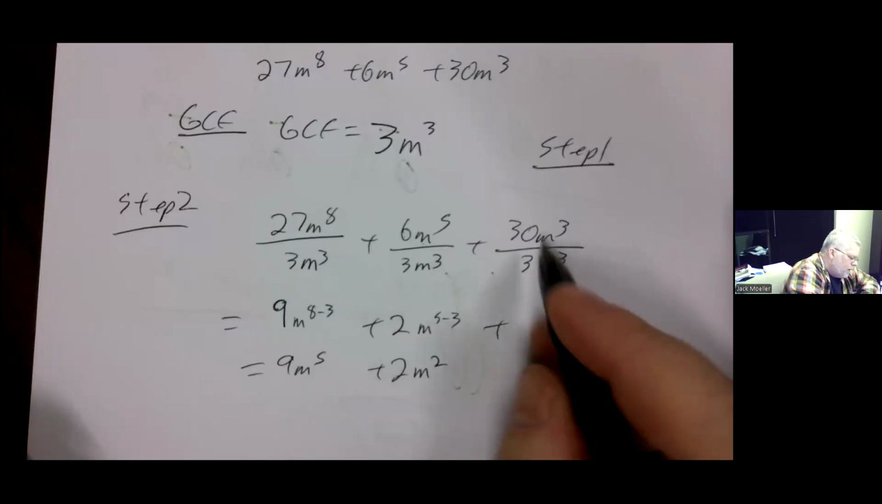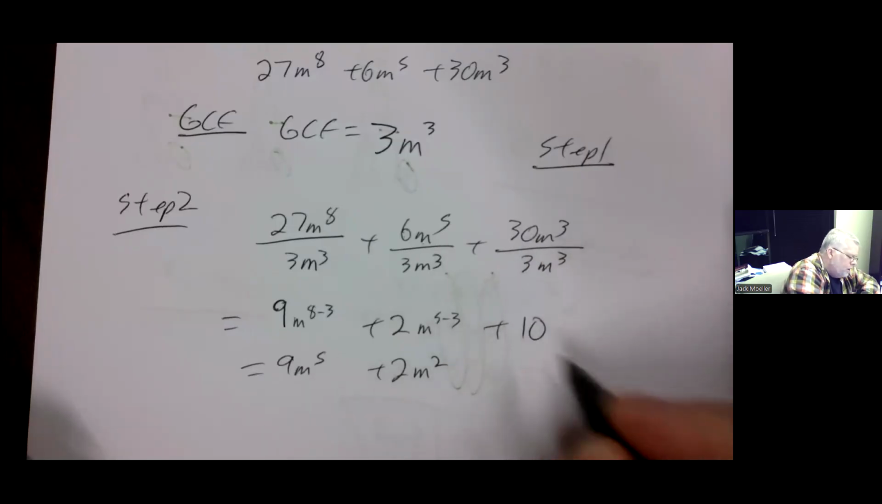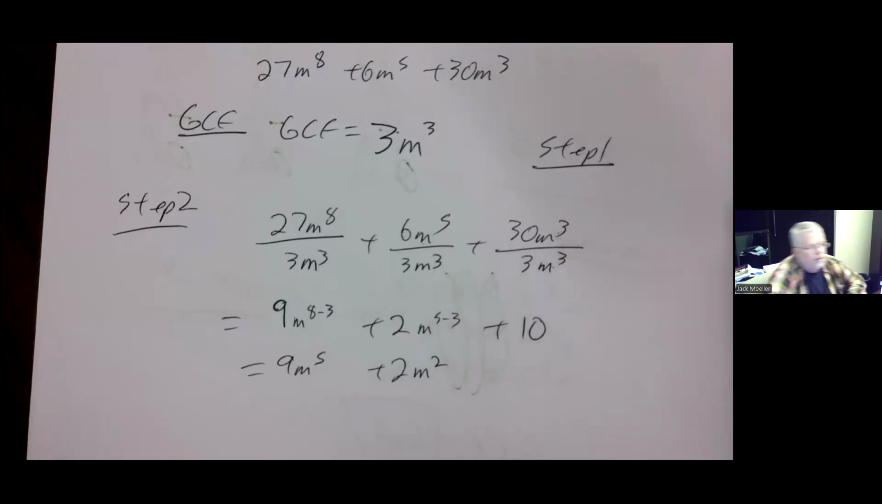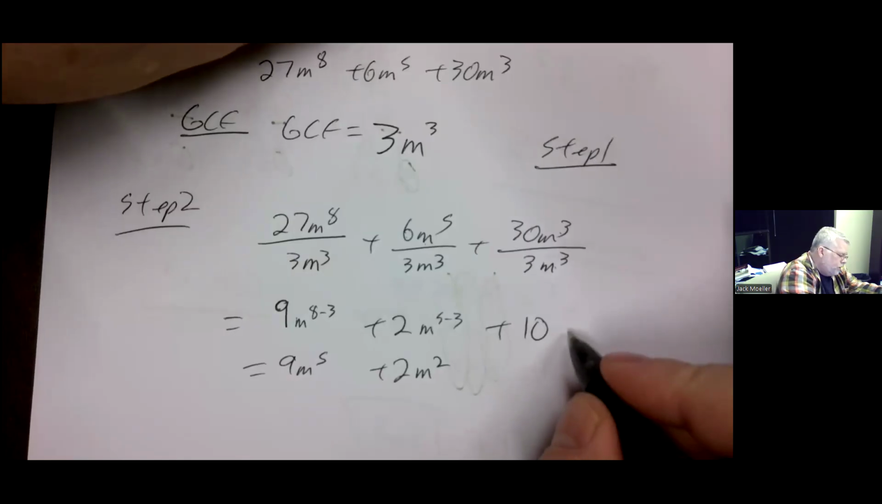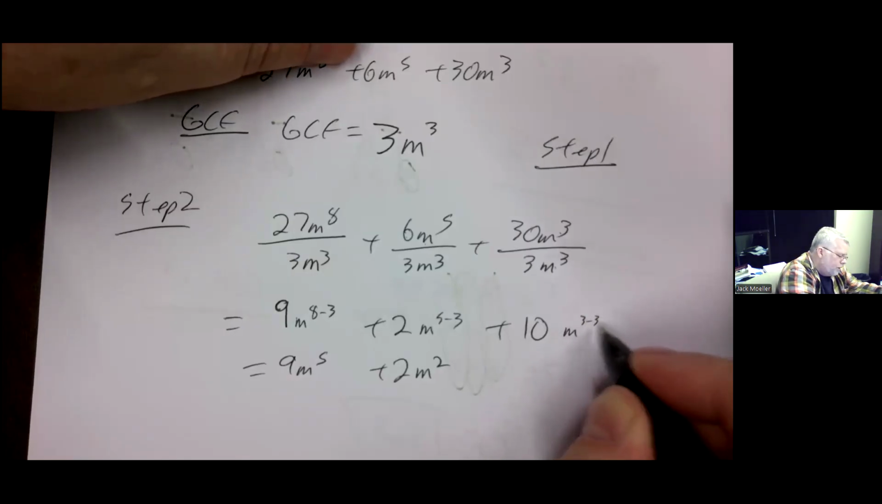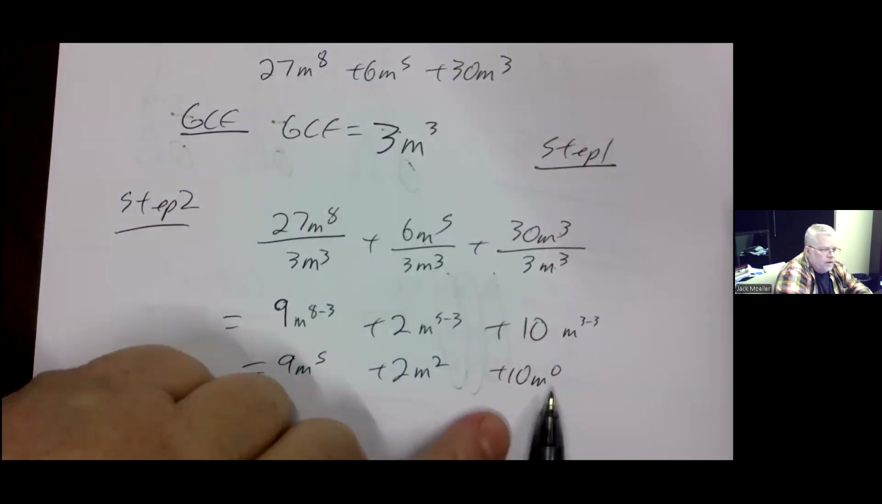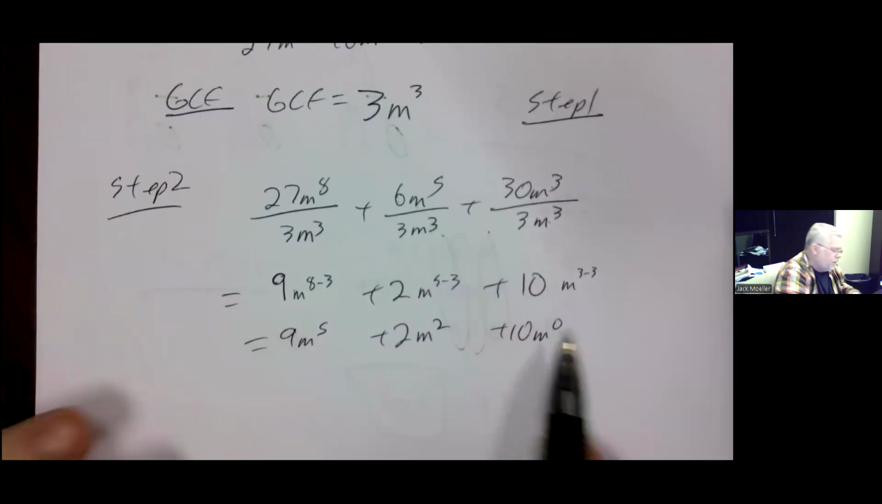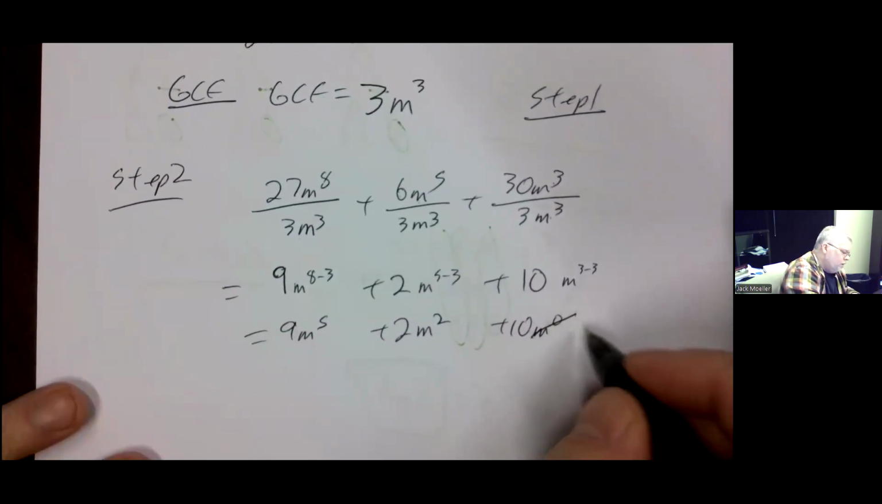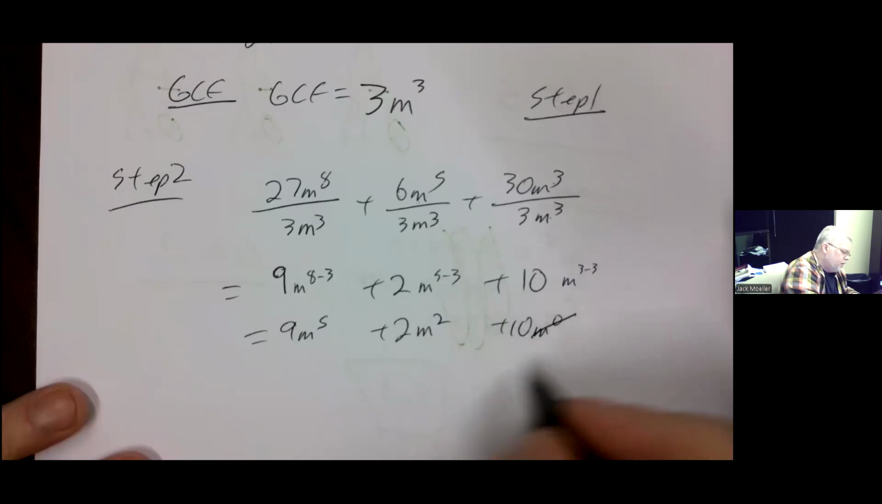And then for the last one, 30 divided by 3 is 10. Now what is m cubed divided by m cubed? If we're doing the quotient rule, we're doing 3 minus 3. That'd be m to the 0. Now, what does m to the 0 mean? Remember, anything to the 0 power is 1. So that would be just plus 10.